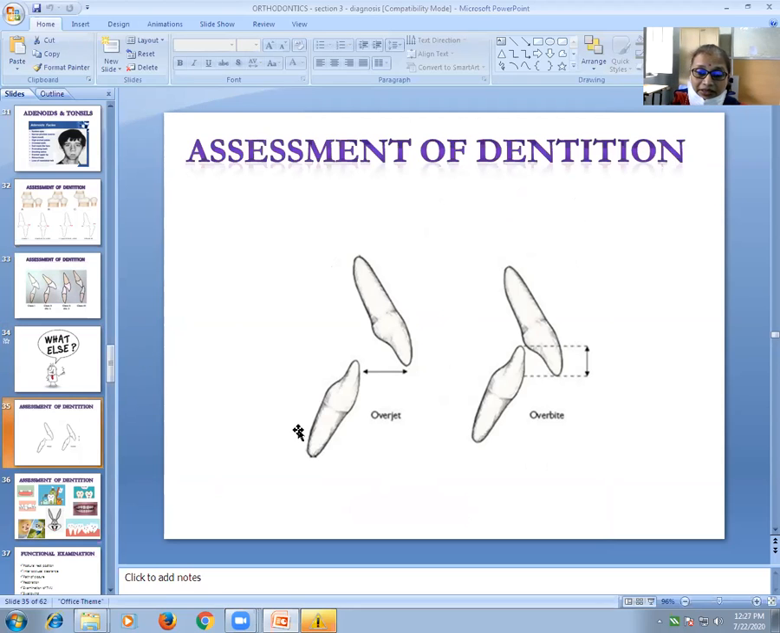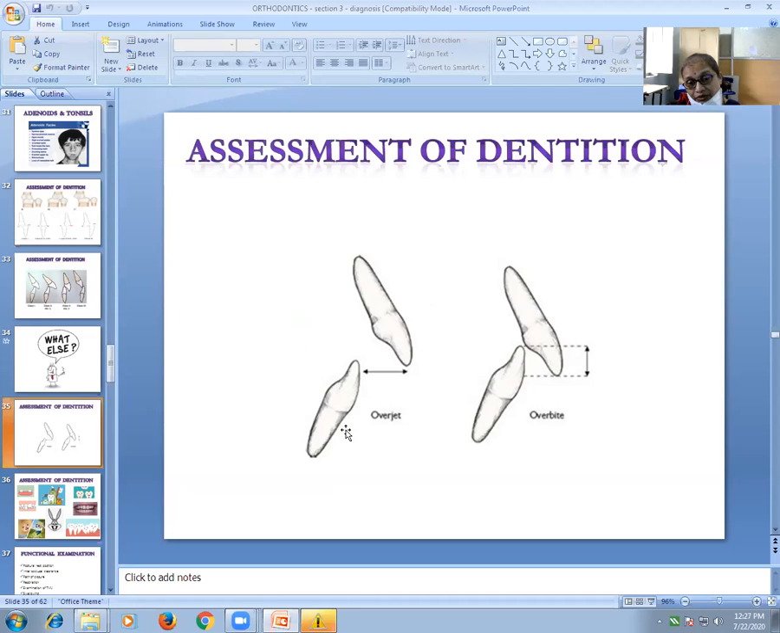Okay, note it down. Now, after deciding the classification, we'll go on to look at overjet and overbite. As I have said, overjet is horizontal overlap, and overbite is vertical overlap. Normally upper incisors are 1 to 2 mm forward from the lower incisors. There is normal 2 mm of overjet. If it is increased, that means your upper arch is forwardly placed, or your lower arch is backwardly placed, or upper incisors are proclined, or lower incisors are retroclined.